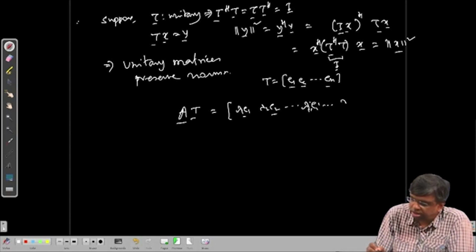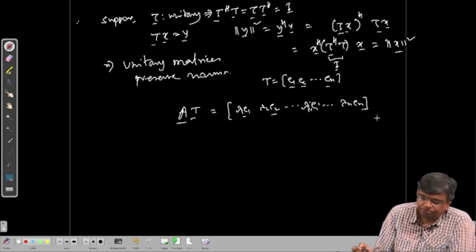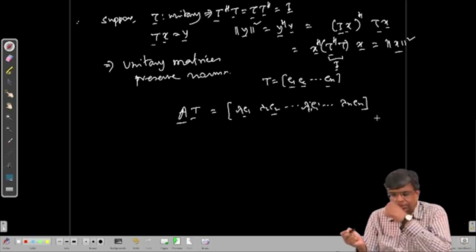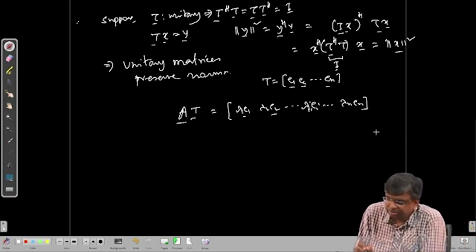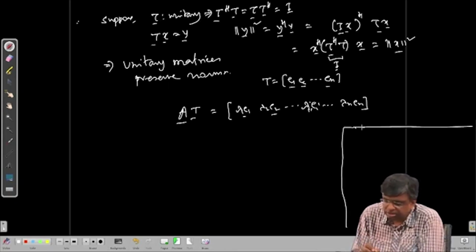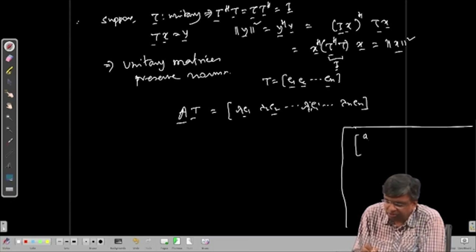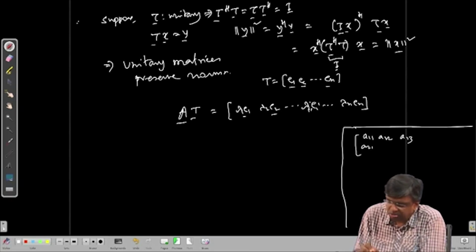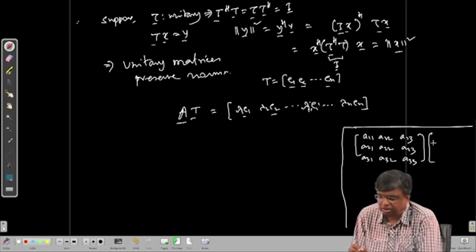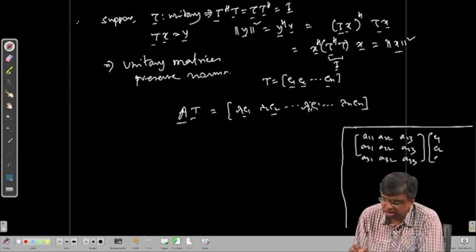Dot dot dot lambda n En. Okay. Now, I tell you something, a side story. Suppose I give you a matrix A11, A12, A13, A21, A22, A23, A31, A32, A33, just 3 by 3, and I multiply by some elements C1, C2, C3.